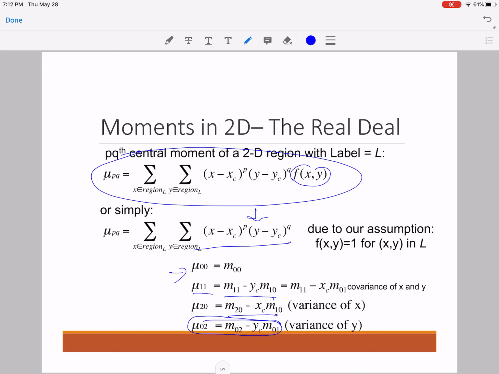Mu00 here simply represents how many pixels there are for a particular object with label L. Mu11 gives you the covariance of x and y. It gives you an indication of how x is varying with respect to y. Based upon its sign, it tells you whether, if x is increasing, y is also increasing, or if x is increasing, y is decreasing, and vice versa. Mu20 gives you the variance of x, so it tells you how much the data is spread about the x-axis, and Mu02 gives you the variance in the y direction.